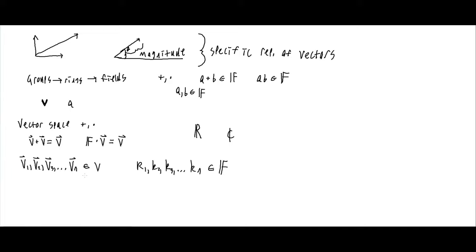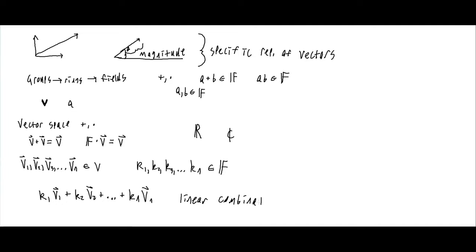And so using these vectors that are elements of our vector space, and these scalars that are members of our scalar field, we can do a linear combination: k1 v1, k2 v2, and so on, going up to kn vn. And this is what's called a linear combination.